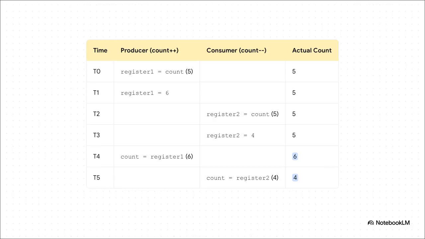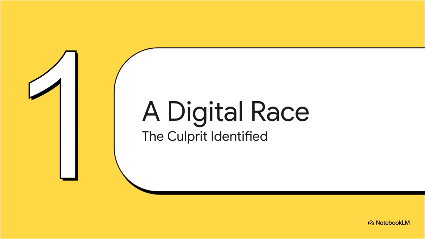Okay, watch closely. This is where the heist goes down. At the start, both the producer and the consumer read the counter's value. They both see the number 5. The producer thinks, okay, 5 plus 1 is 6, and gets ready to save that result. But wait, before it can, the consumer, who also started with 5, thinks 5 minus 1 is 4, and it quickly saves its result. Then, a split second later, the producer finally saves its value of 6, but it's immediately overwritten by the consumer's value of 4. The final count is 4, not 5. Our data has been corrupted. The crime is complete.